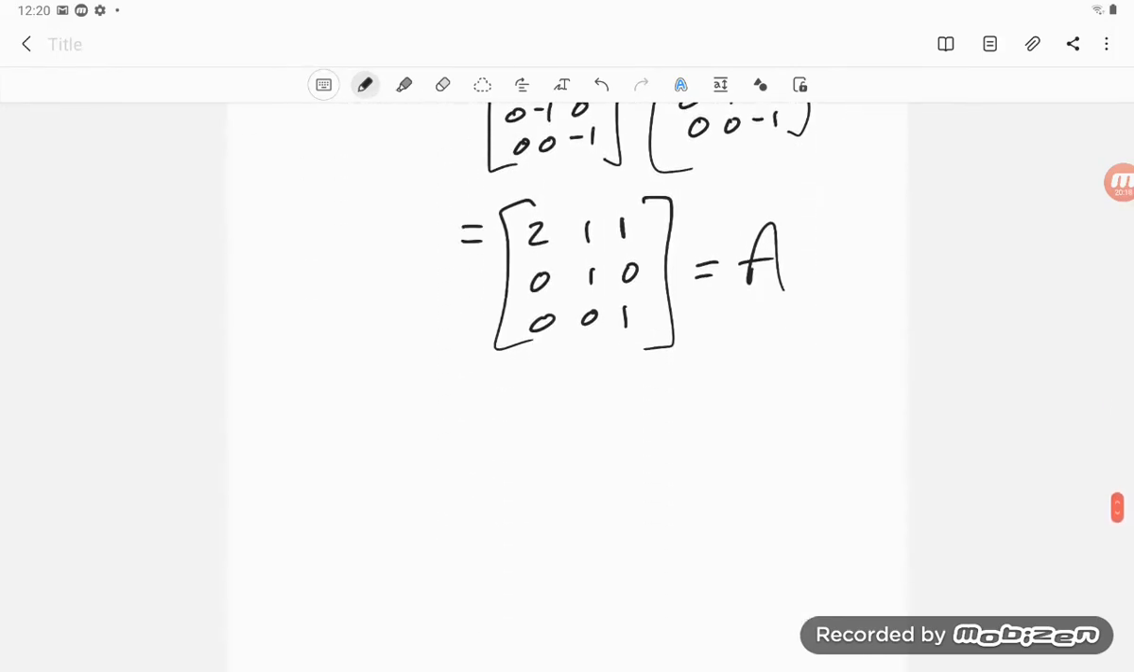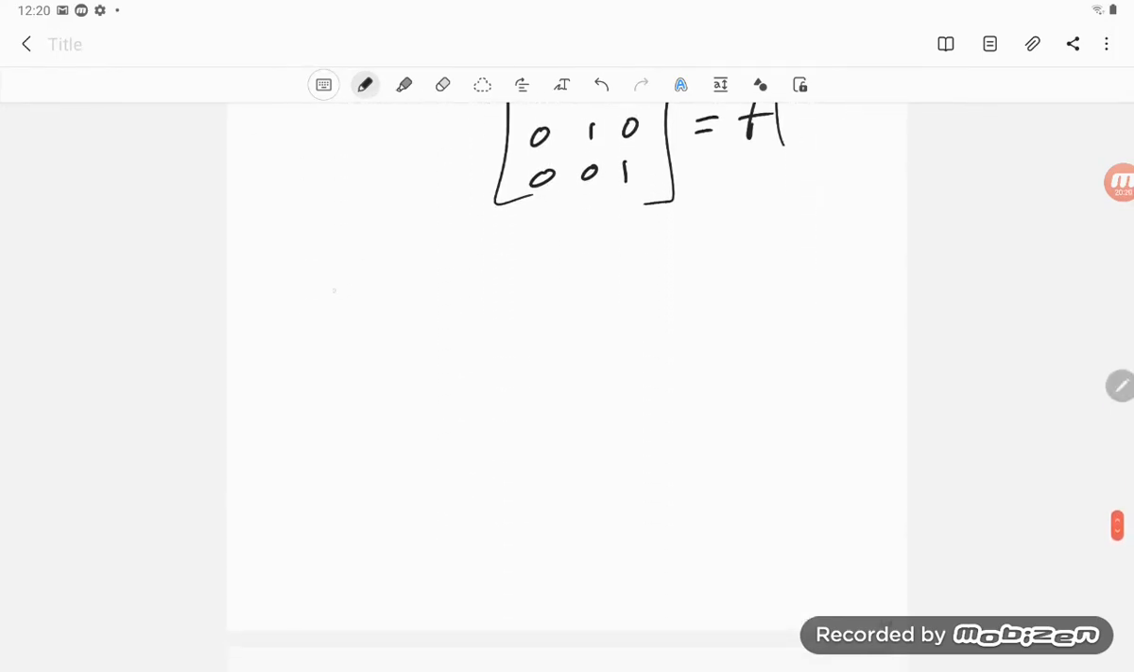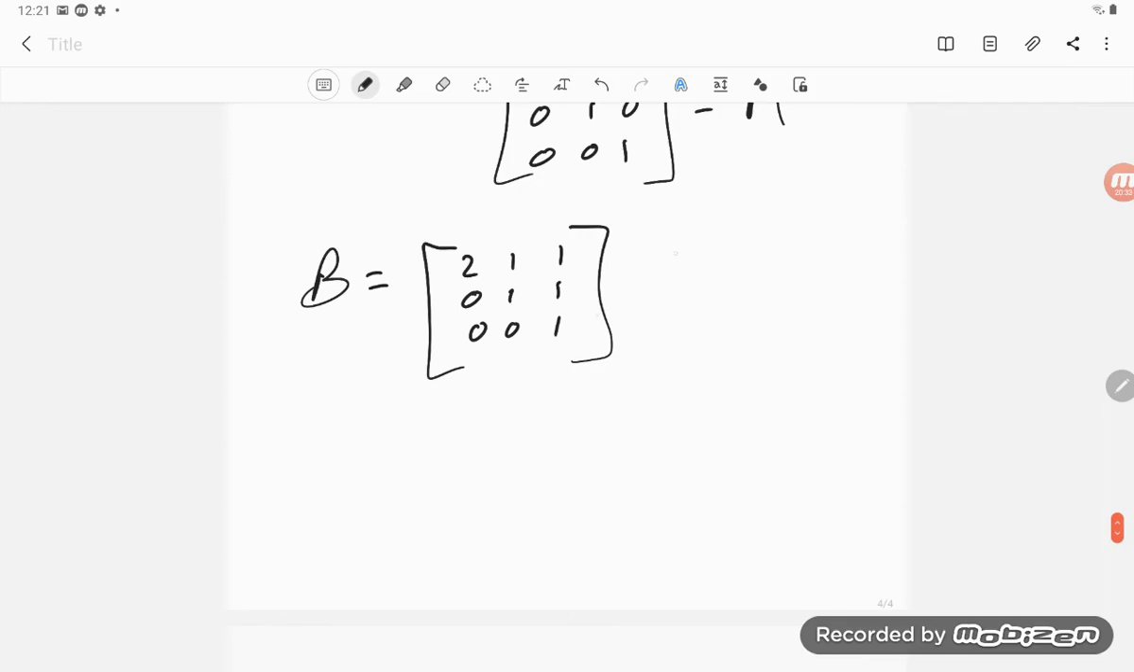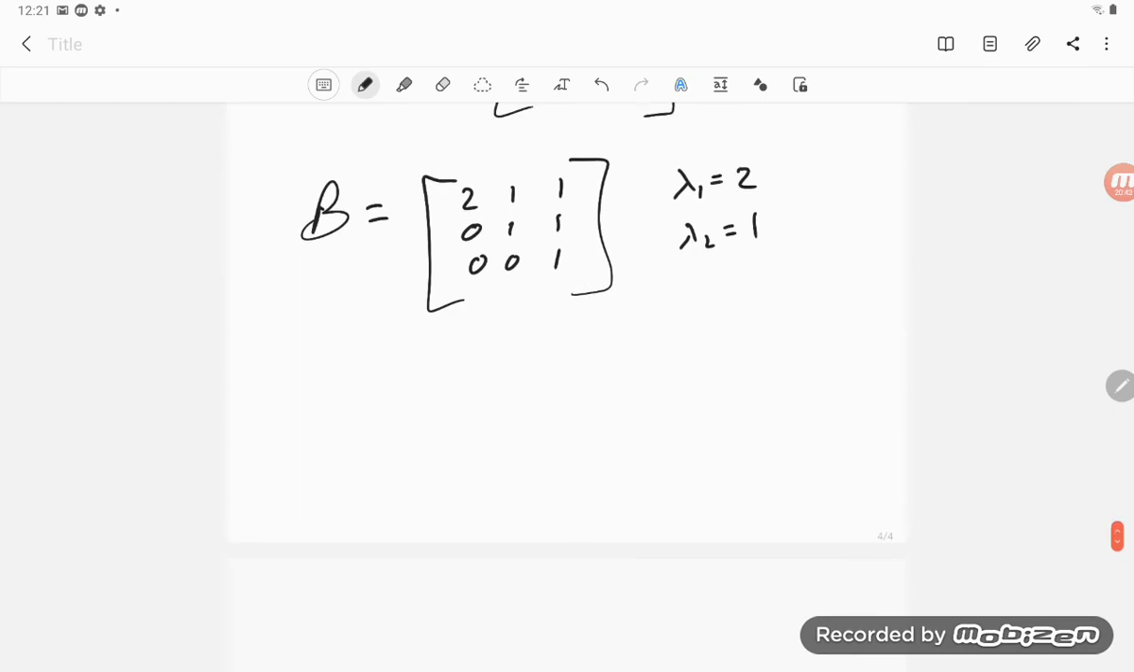Now, all I have to do is actually switch this. If I now say B is equal to 2, 1, 1, 0, 1, 1, 0, 0, 1, then here, again, our eigenvalues are lambda 1 equal 2, lambda 2 equal 1. Hopefully I've convinced you that, yes, I can just read those off of there. And so they have the multiplicity 2.